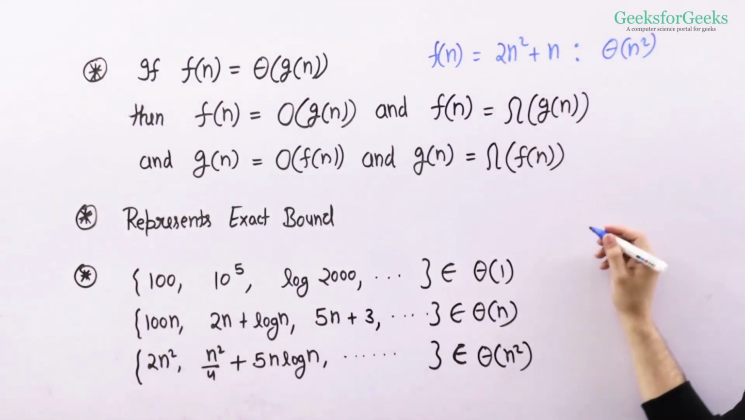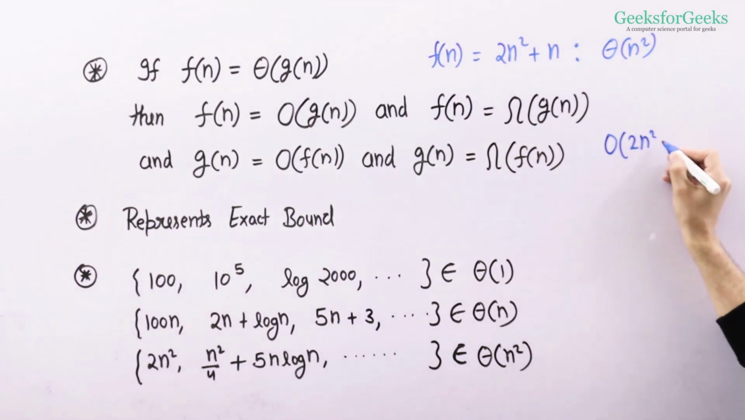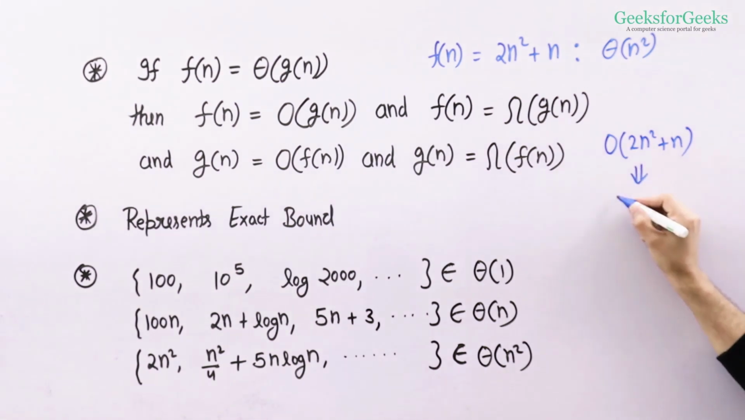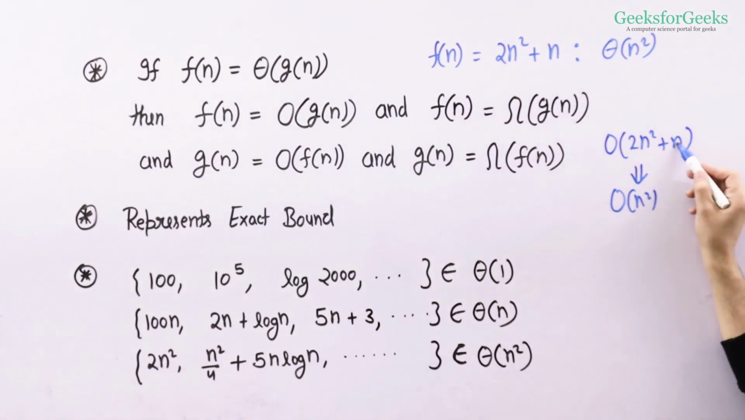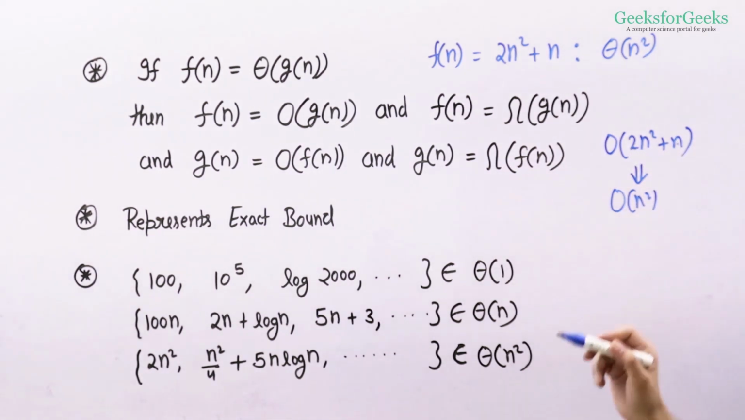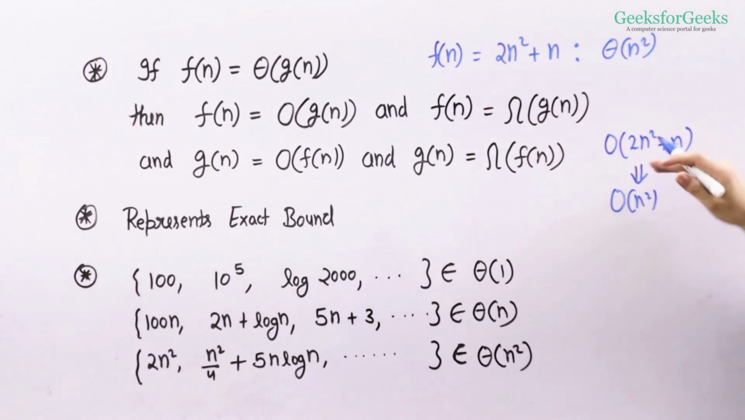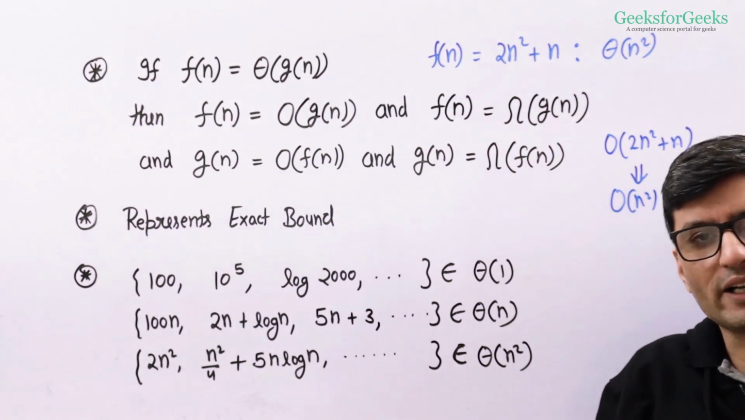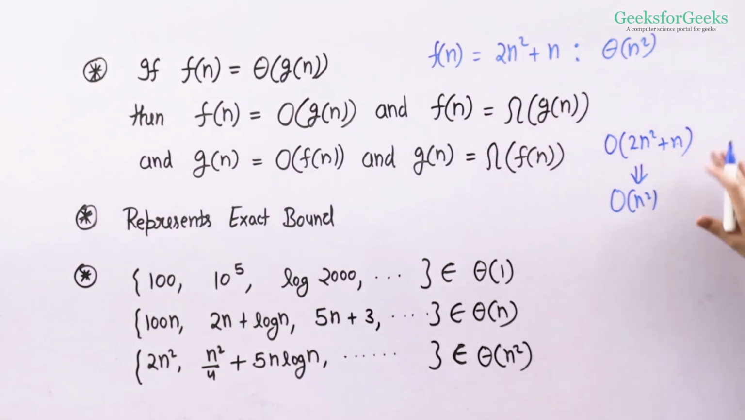Now you might be wondering, what is this big O of 2n square plus n? See, when we write a complex expression in big O notation, this complex expression is actually equivalent to big O of n square only, right? Because again, you can ignore the lower order terms, you can ignore the constant of the leading term, and you can again write it as big O of n square. So you can have complex things inside big O notation or big omega notation, and again the same rules apply, and you can simplify those complex terms, right?